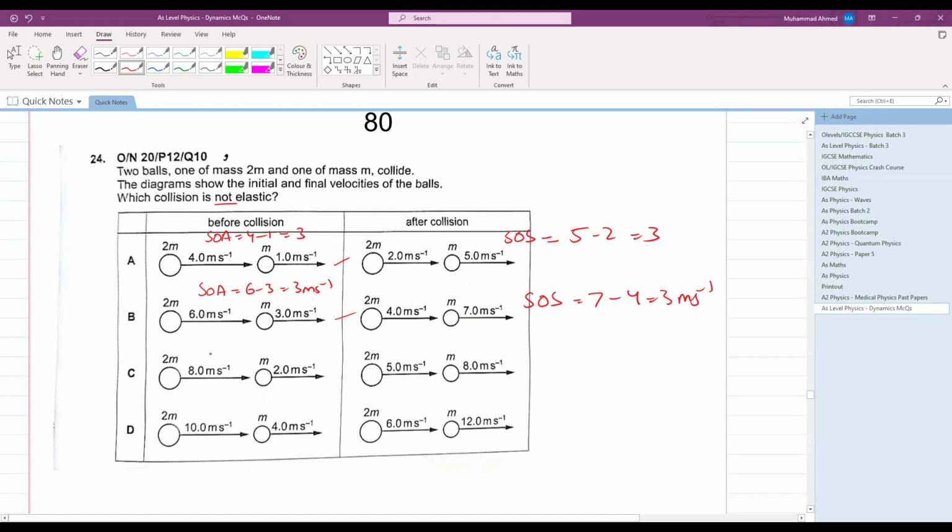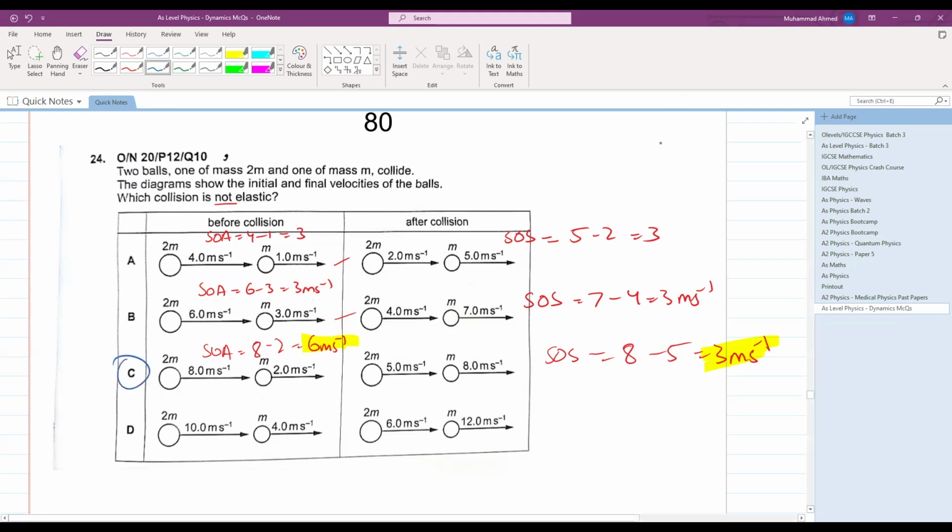Let's analyze C. Your speed of approach is what? 8 minus 2, that is 6 m s^-1. What is your speed of separation? If you focus, 8 minus 5, this is 3 m s^-1. Your speed of approach is 6. Your speed of separation is 3. They both are not equal to one another. Hence, this is not elastic.